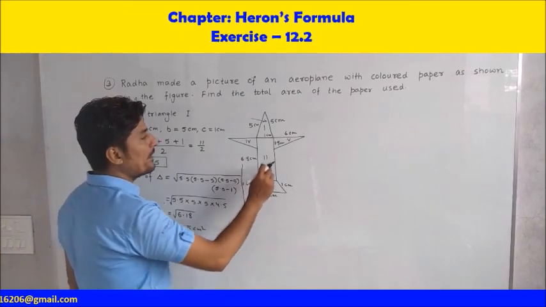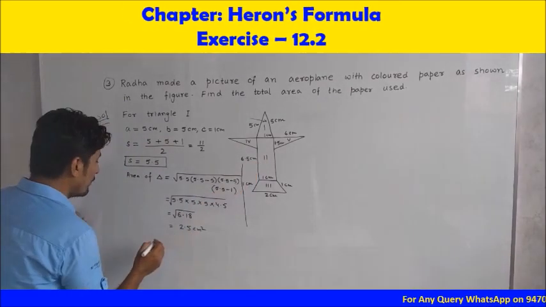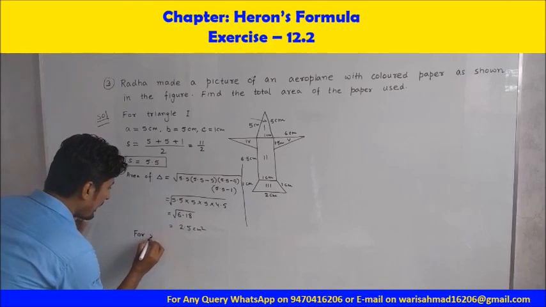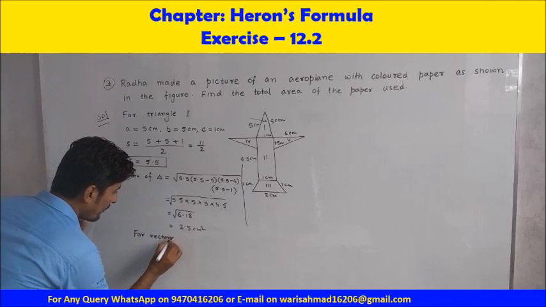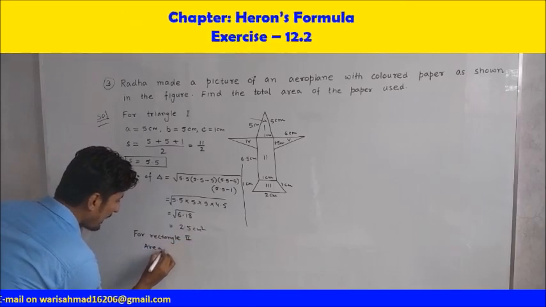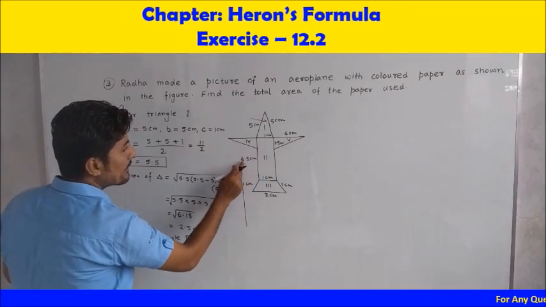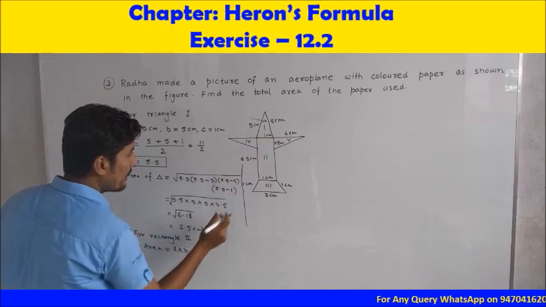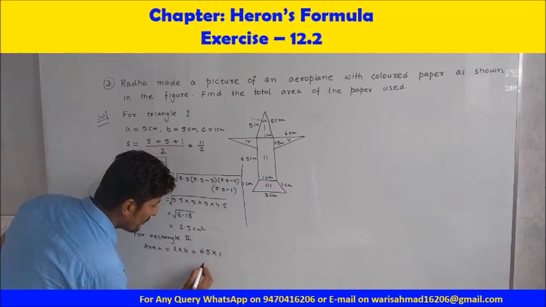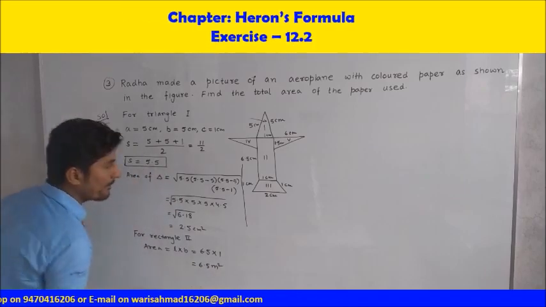After that we have to find the area of this rectangle. For rectangle 2, area of rectangle will be equal to length into breadth. As length is given 6.5 meters, 6.5 meters is the length. So we can write here 6.5 meter multiplied by breadth, which is given 1. So the area will be equal to 6.5 meter square.